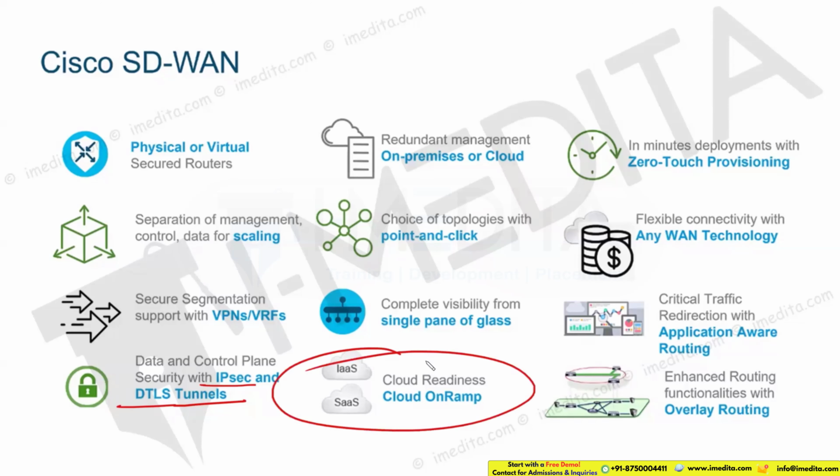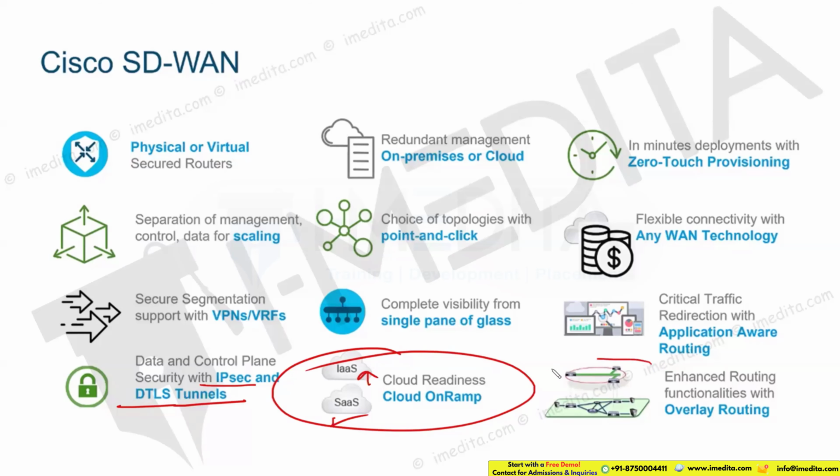Cloud readiness. You can integrate your SD-WAN with SaaS-based applications like Office 365, Box, Dropbox, Salesforce, etc. Also, you can integrate your SD-WAN with infrastructure as a service. Like you have an option to deploy the virtual router. That option is always there.